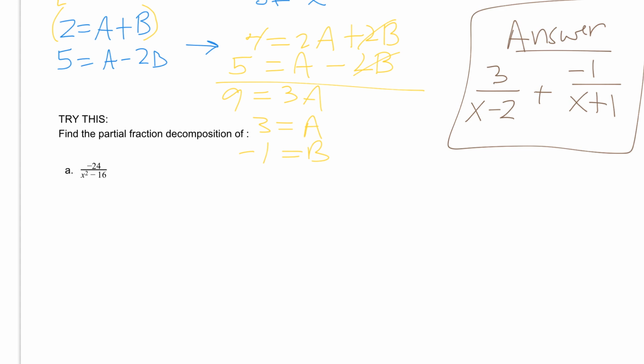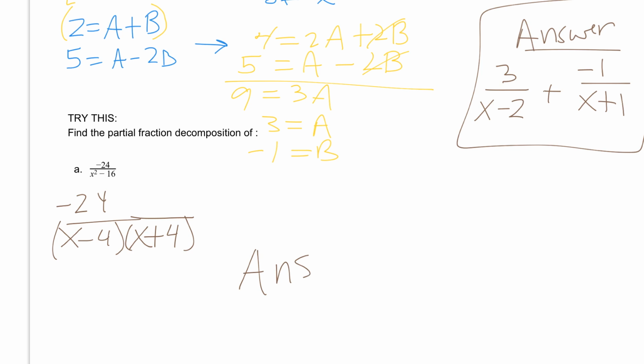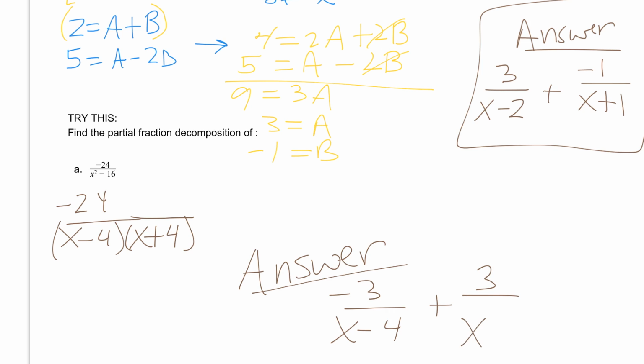If you did the try this correctly, the first thing I'd like you to look at is the way that we factored this. This would have been negative 24 over x minus 4 times x plus 4. It's a difference of squares. And then if you did your answer correctly, your answer should be negative 3 over x minus 4 plus 3 over x plus 4. If you need help with anything, please let me know.